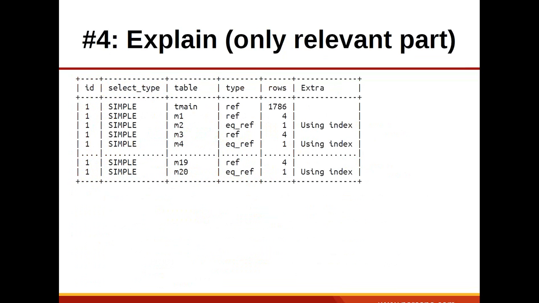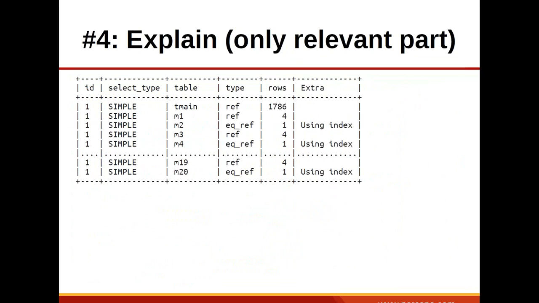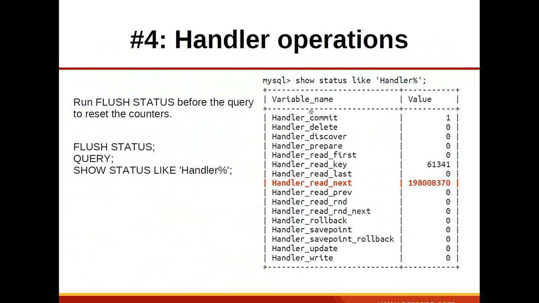And this gets me to a very important part I would like to talk about. So what's the difference between explain output and show status like handler %? Handler operations show the actual calls to the storage engine. So you can use flush status, fire the query, then show status like handler %, and you can see what storage engine calls MySQL did.